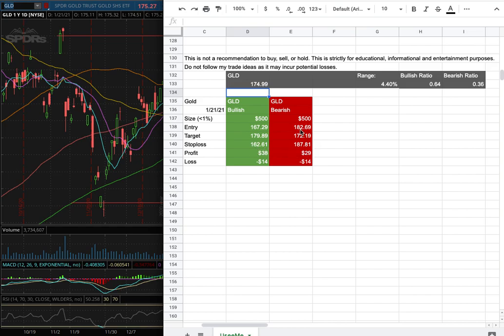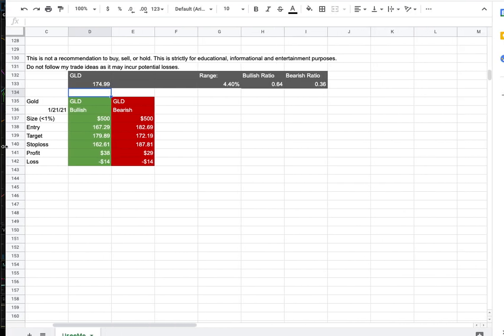$162.61. However, if I were to open a short position, my entry is at $182.69, and that is this range here. My sell target for it is at $172.19, and my stop loss is at $187.81. So whichever entry price would hit first, that will be my position of the week.